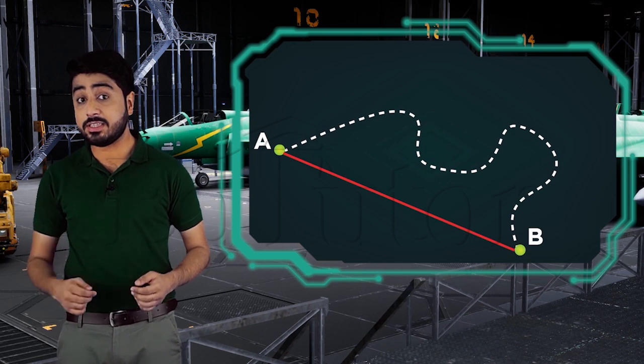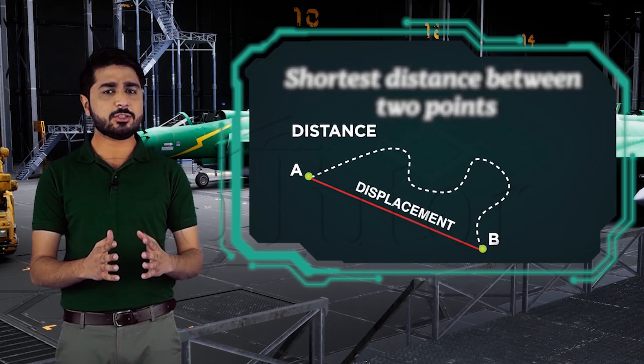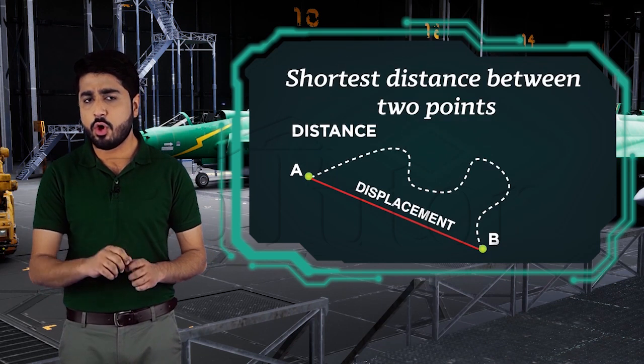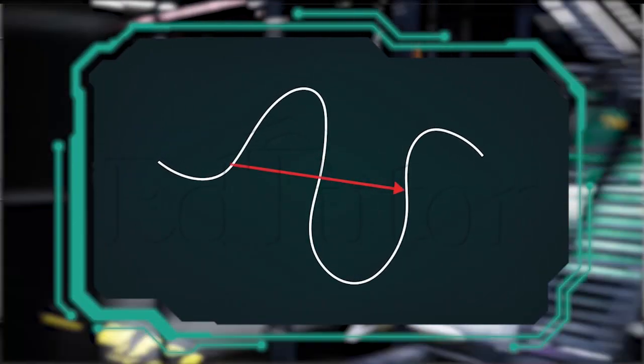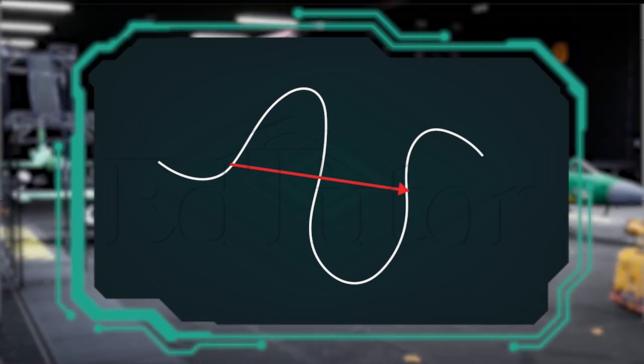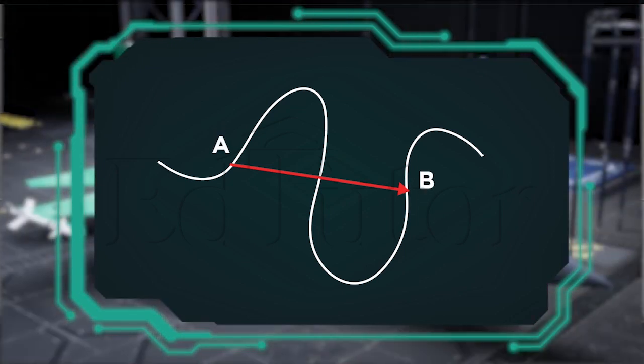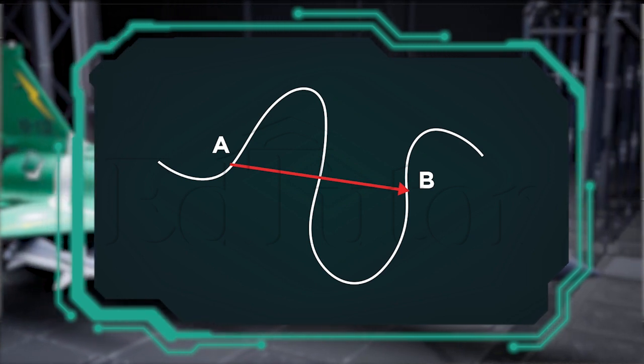Displacement, on the other hand, is a vector quantity. That is the shortest distance between 2 points or a straight line. Displacement is shown with the straight red line and has a proper direction from point A to point B, and that is why it is a vector quantity.